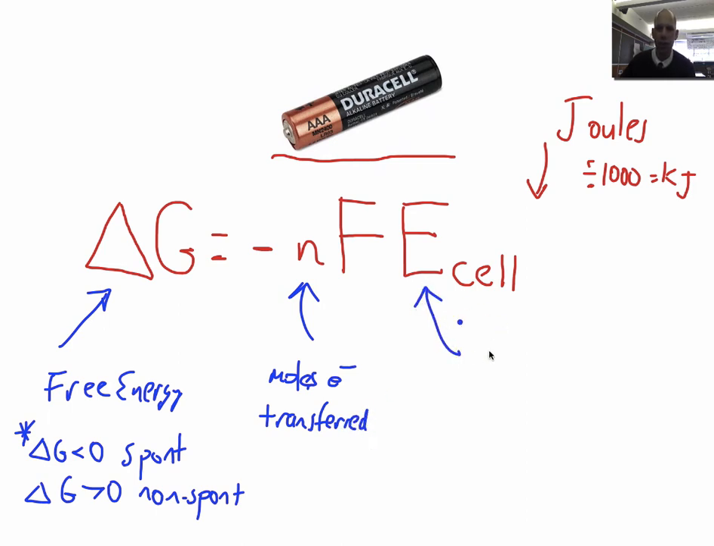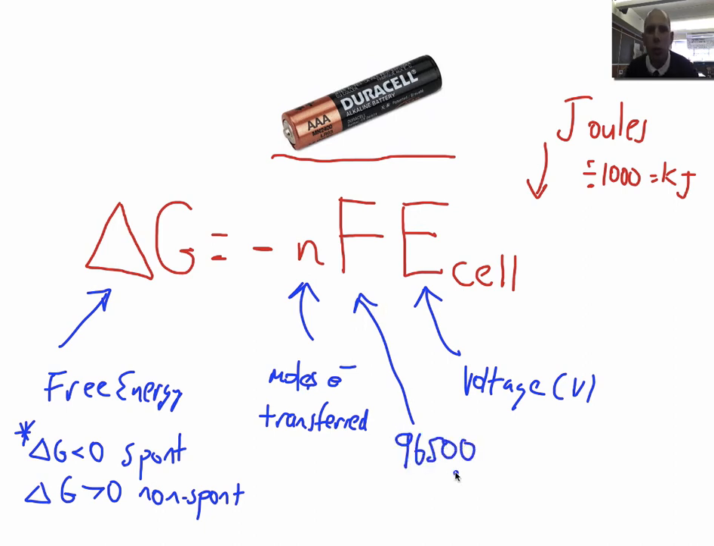This is the moles of electrons transferred. This is the voltage in V. And this is Faraday's constant, and the value is just 96,500. Now, rather than giving you a bunch of units, just know that this whole thing comes out in joules. Okay? So let's go ahead and do an example of how we would calculate a problem like this.